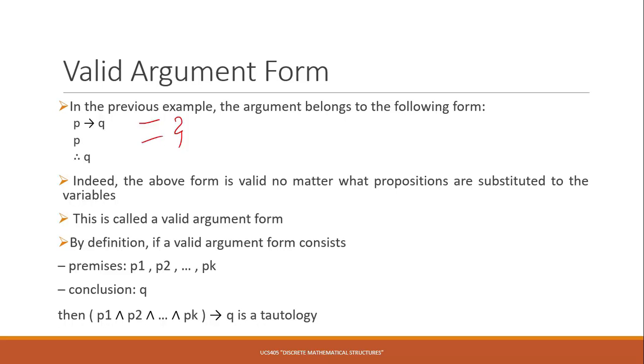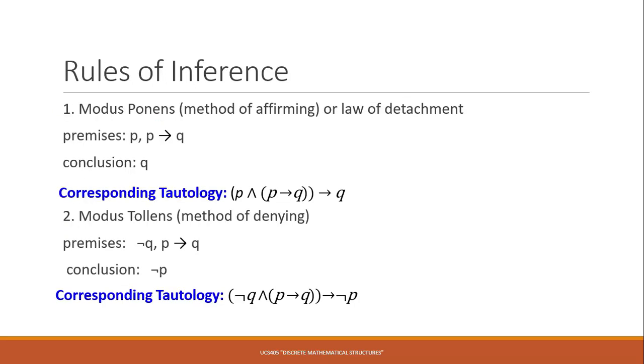By the definition of valid argument form, if there are k premises P1, P2 up to Pk, then P1 and P2 and so on up to Pk implies Q will be a tautology. For any valid argument, this condition will be true. Now we have some rules of inference. First is modus ponens, also known as the law of detachment. Two premises are there, P and P implies Q, and the conclusion is Q. If these two are true, then Q is also true.